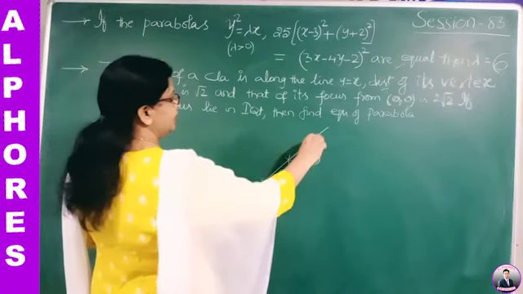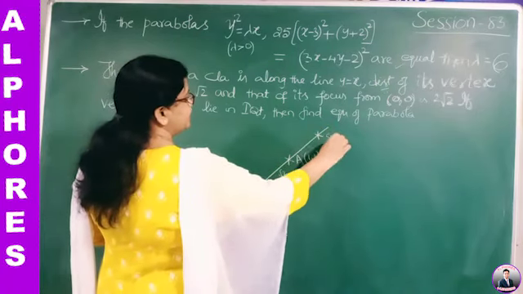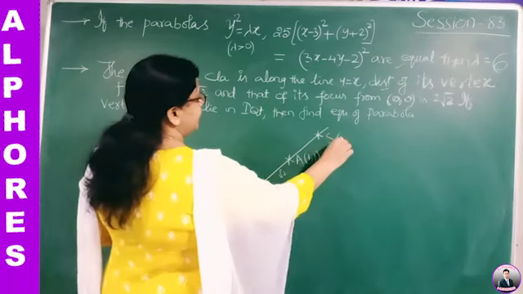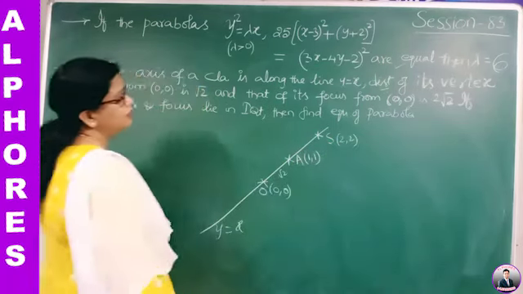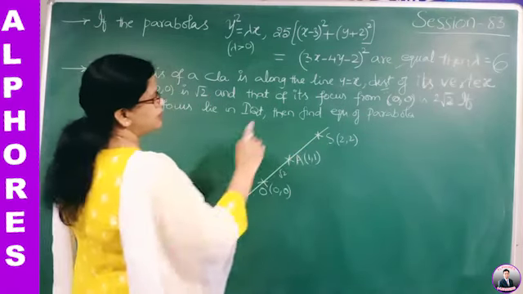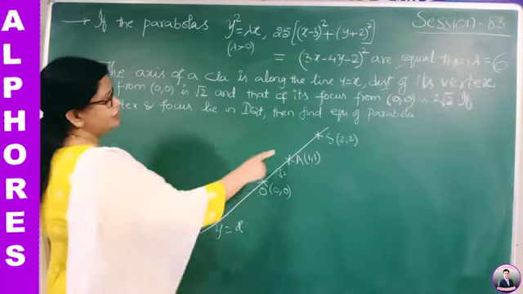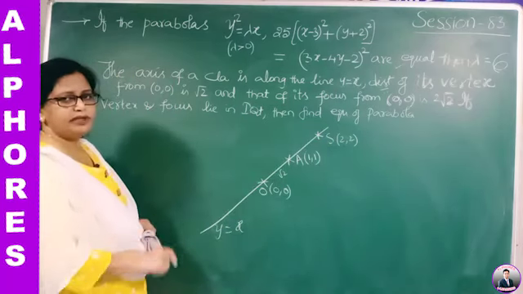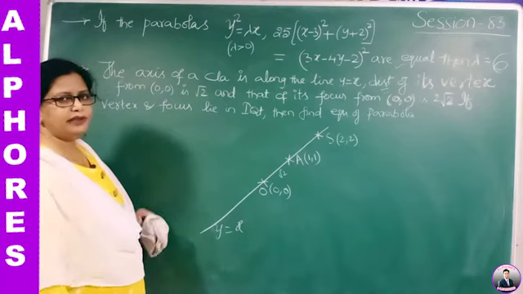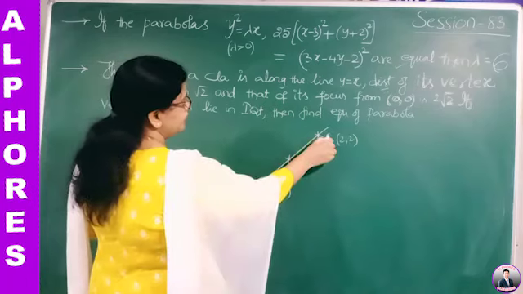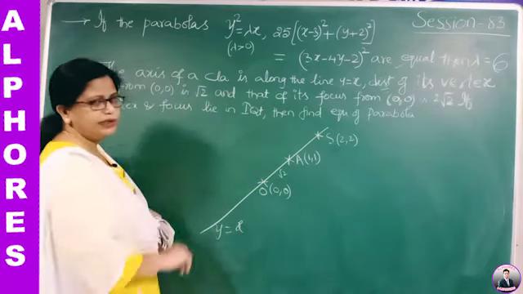And immediately the other point, that is the focus, is given how much here? 2 root 2. That means one more 1 you have to add, that means 2, 2. So you got nicely here the vertex value, the focus value. And once you know the focus, then immediately you can find the equation of the directrix to obtain the equation of the parabola.